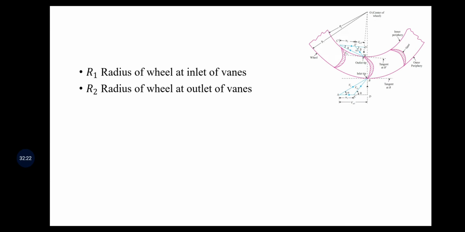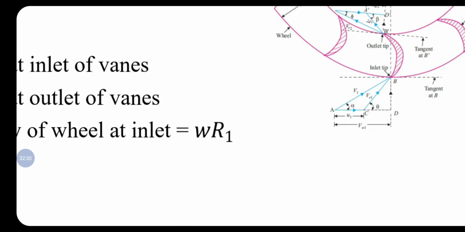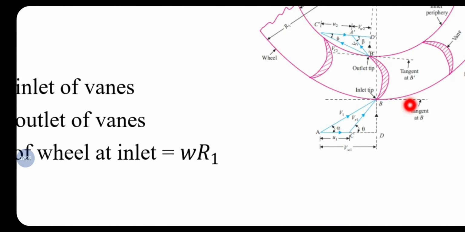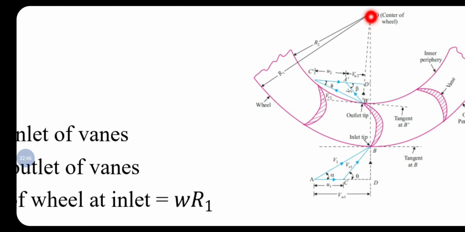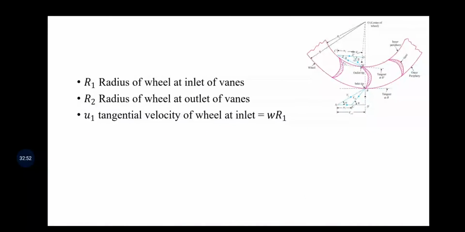So now we'll discuss one by one. Let's have the assumptions firstly. R1 is the radius of the wheel at the inlet vane, which we had already discussed. R2 is the radius of the wheel at the outlet vanes. U1 is the tangential velocity of the wheel at the inlet, and we know that the tangential velocity is the product of the radius and the angular velocity omega. So omega will be the angular velocity, and here we have assumed the radius as R1, so the tangential velocity U1 will be R1 omega, or omega R1, we can say.